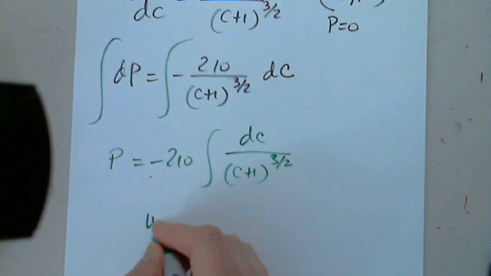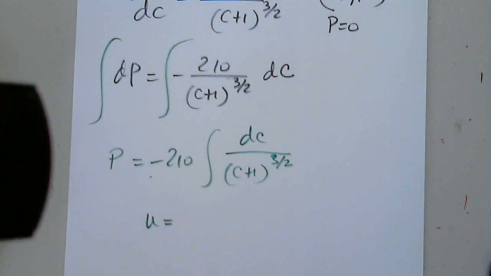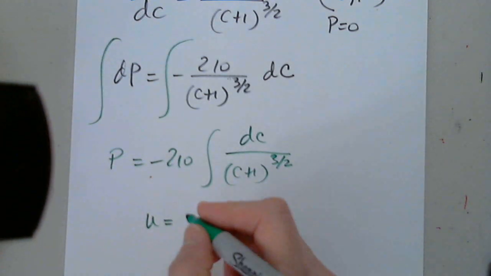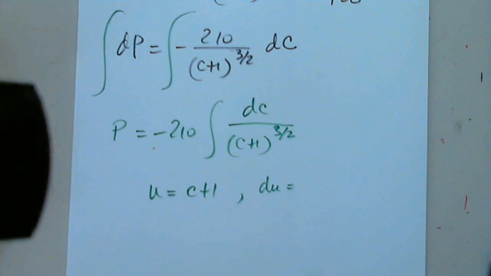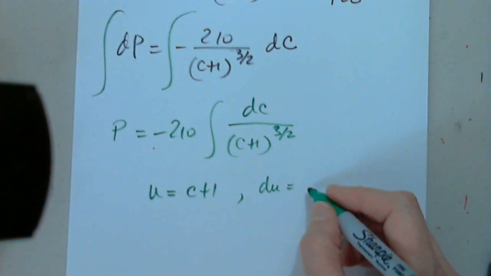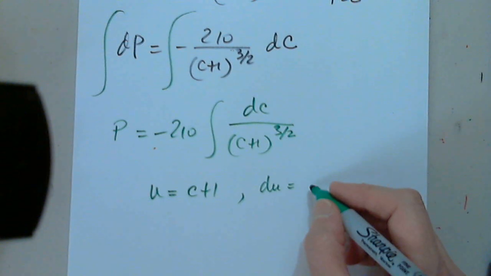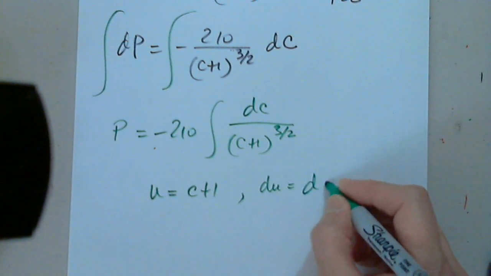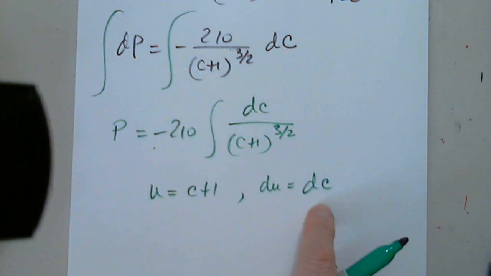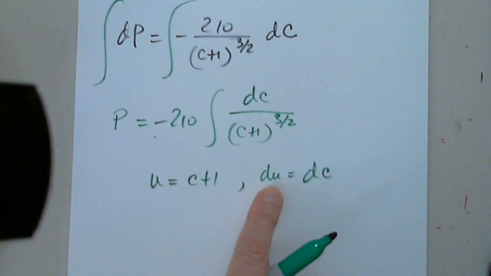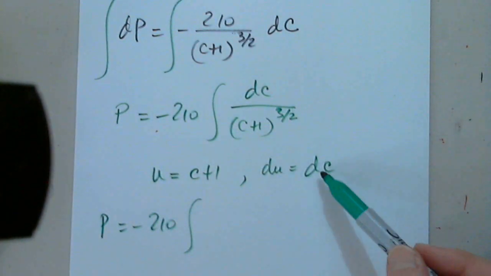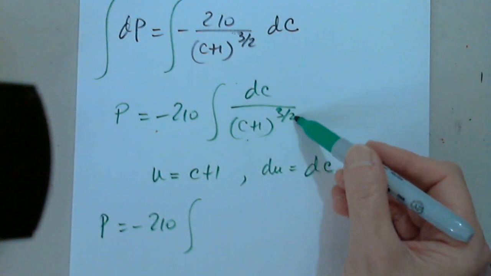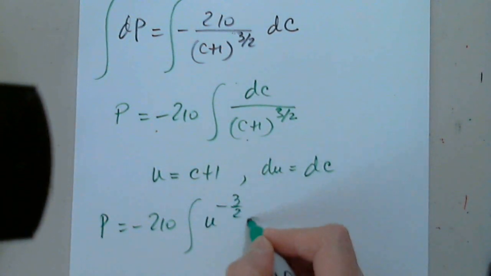So here's your hint. Let u be... would it be C plus 1? That's it. We need du, without which we cannot continue. If we don't determine du, we cannot change the integral. du equals dC. When we differentiate this, we get 1, but we have to multiply by dC because this is the differential, not the derivative. Awesome. So then P equals negative 210 times the integral of 1 over u to the 3/2 du, which is u to the negative 3/2 du.